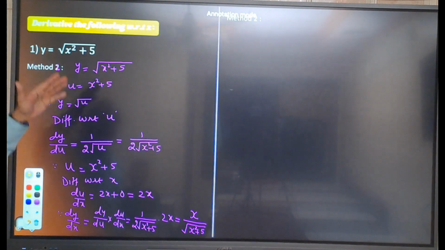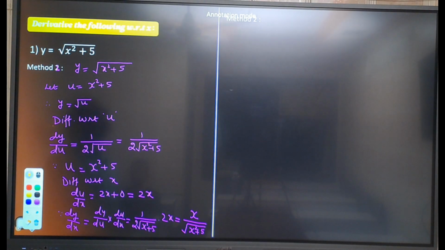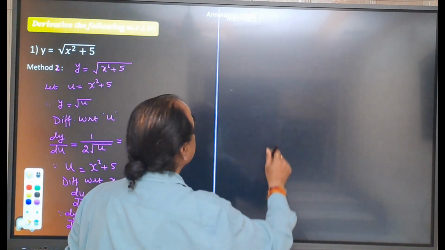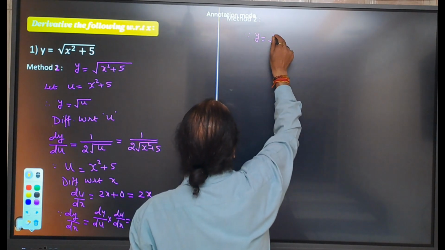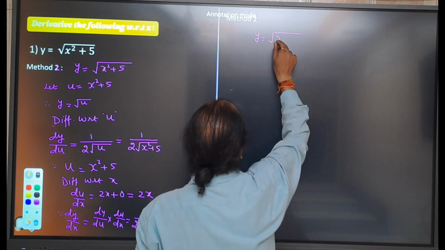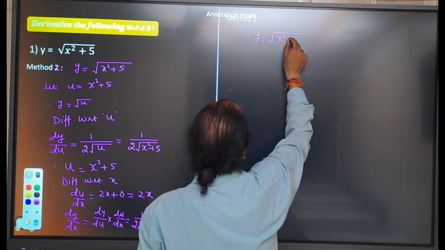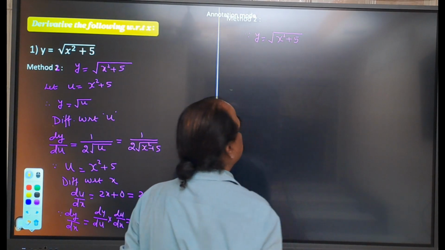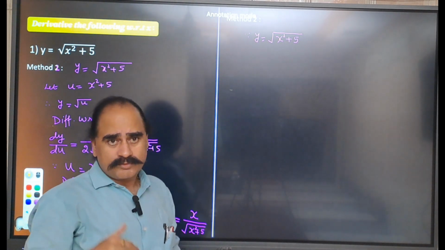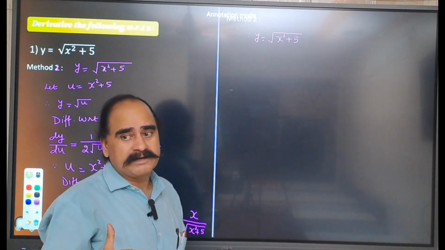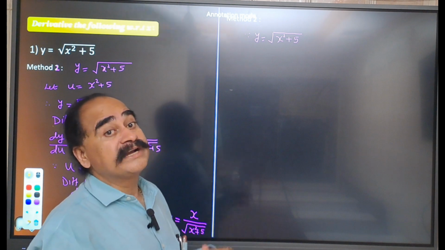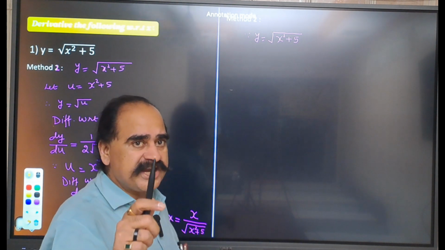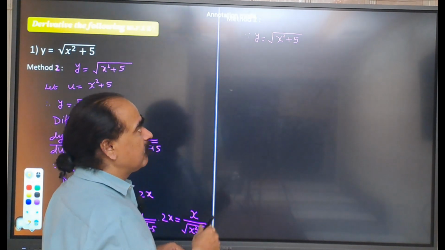If we keep on doing like this, then it will become lengthy. So there is another simple method. Since y is what? A root of x square plus 5. So it is root, then x square plus 5 comes. Outside is what? Root. So we'll differentiate root or derivative of root.